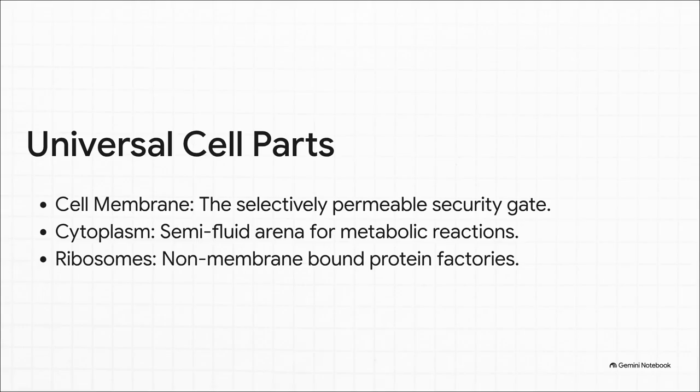First up, the cell membrane. This isn't just a basic wall. It's a selectively permeable security gate. It decides exactly what gets in and what gets kicked out. Next, the cytoplasm. This is the semi-fluid arena filling the cell's volume. It's literally the chemical soup where all the metabolic reactions of life take place. Turn this off for even a second, and it's game over. Finally, ribosomes. These are the protein factories, and because they don't have a membrane, they're found absolutely everywhere, in both primitive and advanced cells alike.